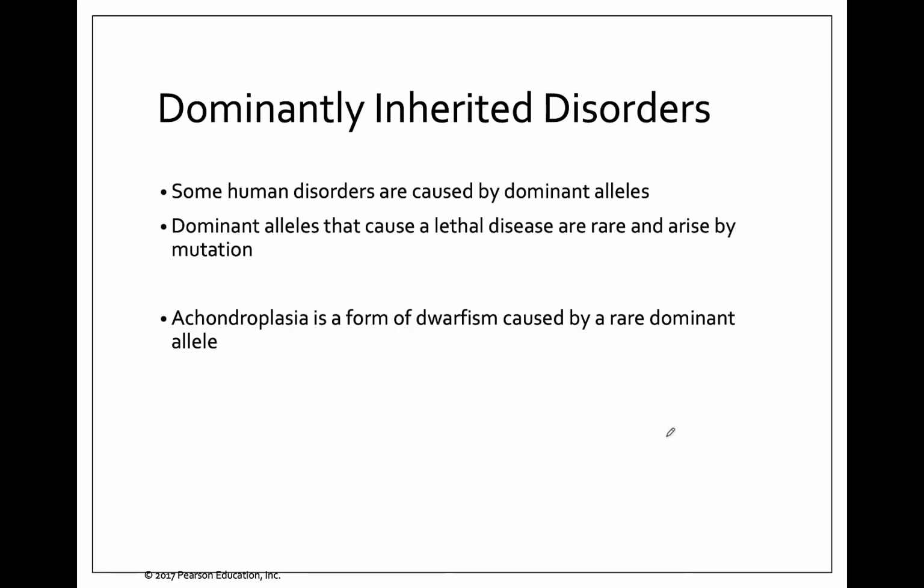Other disorders can be inherited with dominant alleles. These are generally rare, and they usually arise by some kind of mutation. So, for example, achondroplasia is a form of dwarfism. There's several different types of dwarfism. This is just one of them specifically. And if you have capital D, because this is a dominant trait, this would be dwarfed.